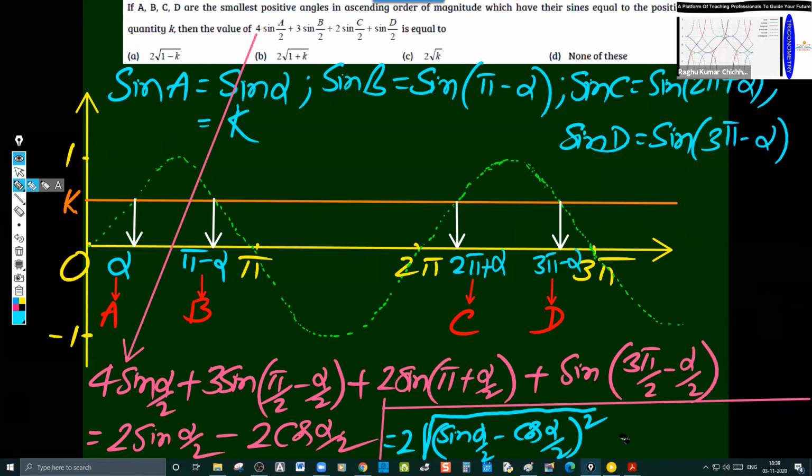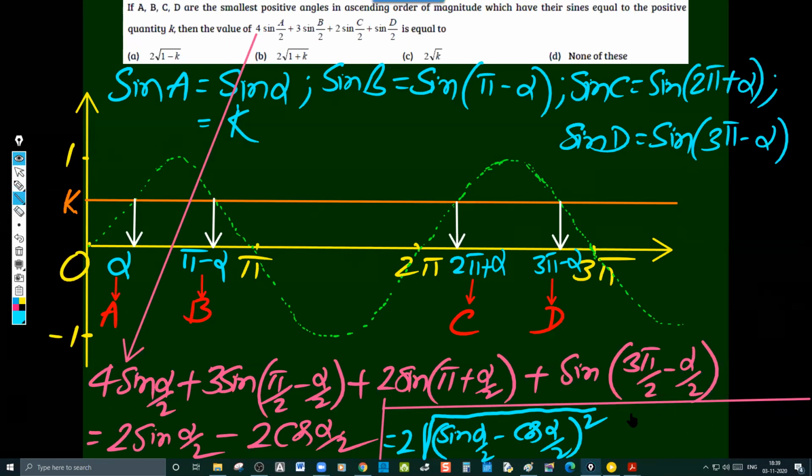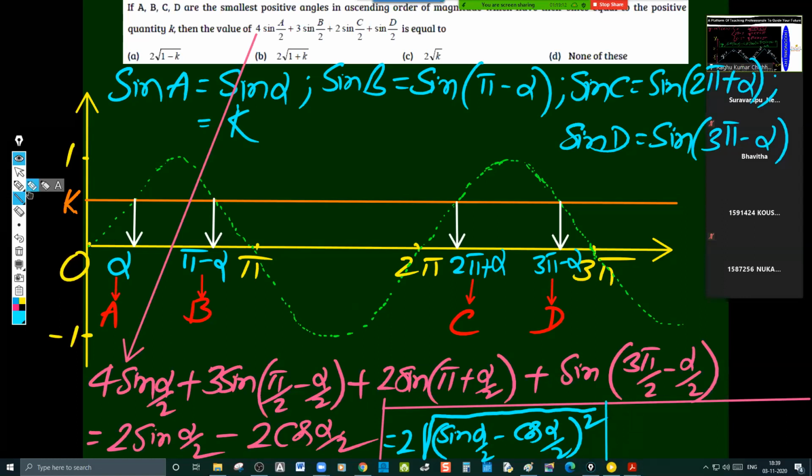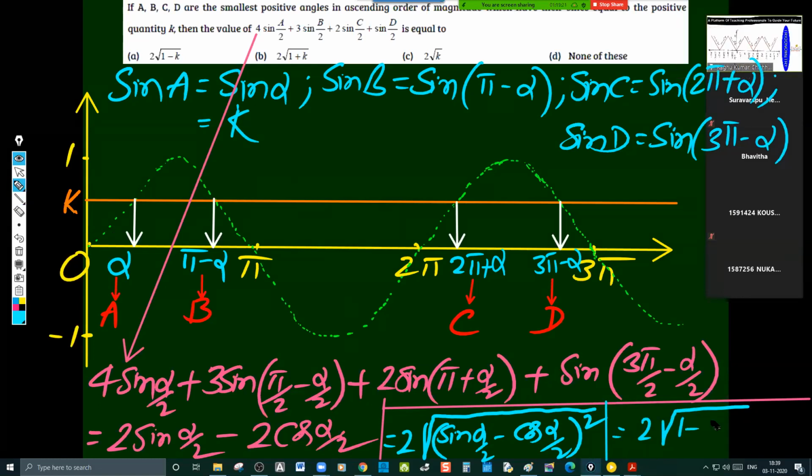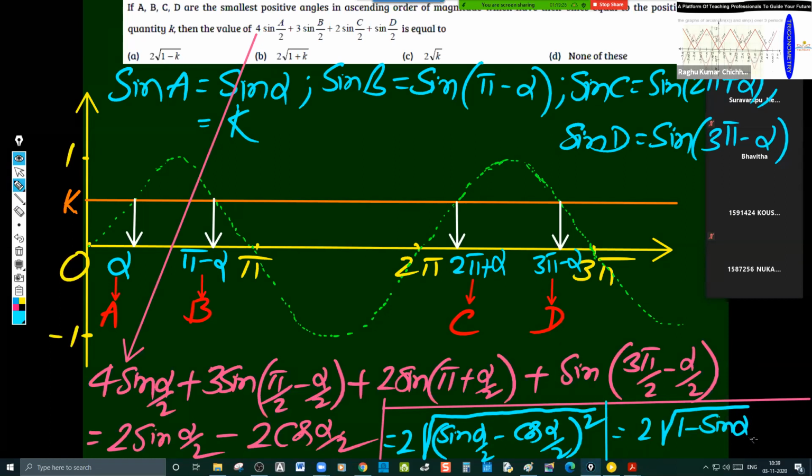Yeah. Now you tell me. Tell me this, Maurya, Bhavi, what is that you are getting now under the root, please? It is nothing but 2 root over 1 minus 2 sine alpha by 2 cos alpha by 2. The sine 2A formula we have just seen is nothing but sine alpha. Correct or not? Yes, sir.